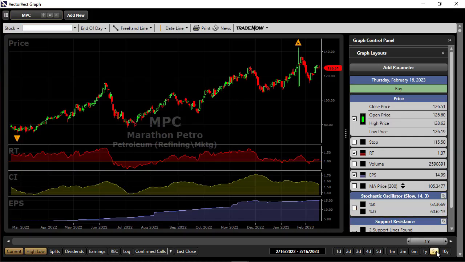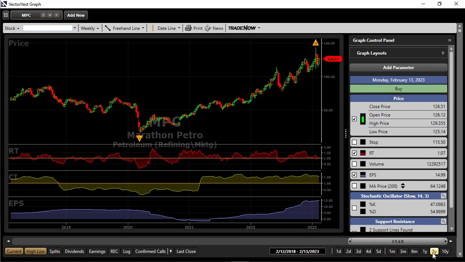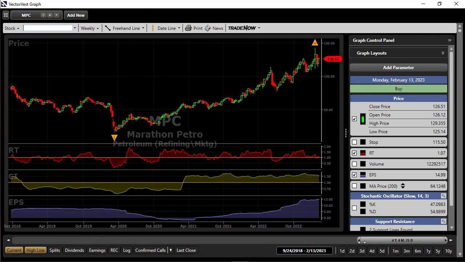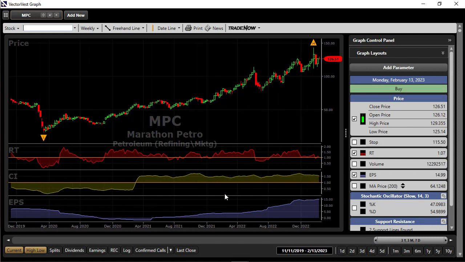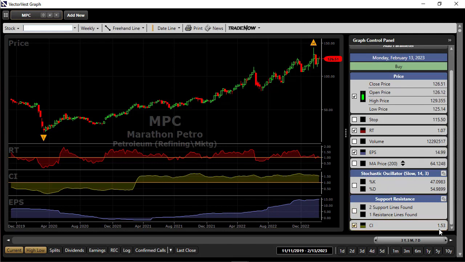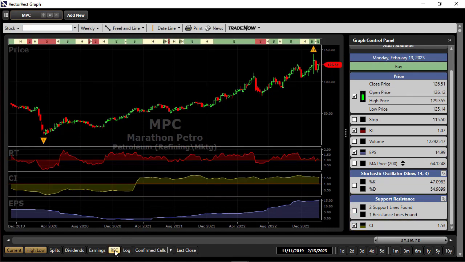Now, I would have to look at a weekly chart because we are looking at a weekly RT crossover here. So if I just go to a three-year weekly graph, we have earnings per share at the bottom. Beautiful, particularly over the last couple of years. CI rating is very high at 1.53. The stock has just recently pulled off a new high. Relative timing, just a week ago, did cross below one, and now it's crossing above one. I would want to see a little bit more upward momentum, but a nice pullback within an underlying uptrend.